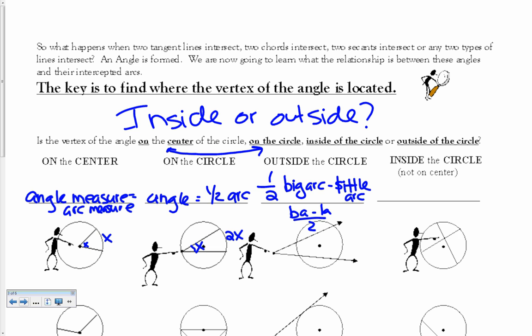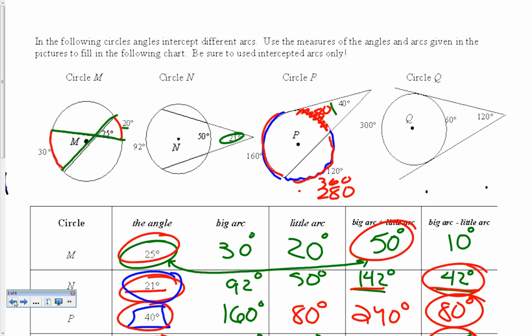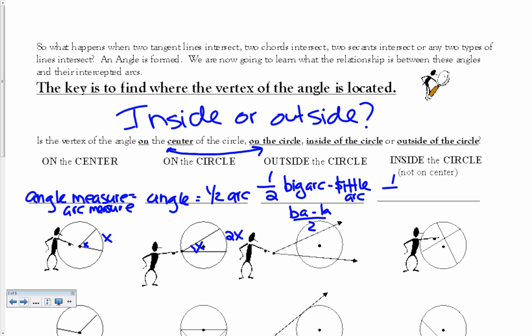All right, inside the circle, not on the center. Take a look back here real quick. What happened? We noticed that the angle was 1/2 the sum. So how can we keep track between those two? Because it's very similar. We just have to remember, are we adding or subtracting? When the two lines cross inside the circle, use your imagination. Think of this as a plus sign. When the two lines cross each other, it makes a plus sign, so you are adding.